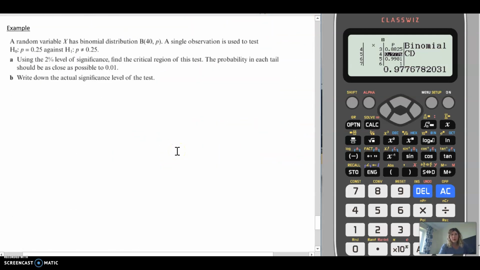Alrighty, for a two-tailed test, we have to consider the probability of the tail in each case. So this one says a random variable x has binomial distribution B(40, p). A single observation is used to test H0: p equals 0.25, H1: p not equal to 0.25. Using the 2% level of significance, find the critical region of the test. The probability in each tail should be as close as possible to 0.01. So now we're looking at the top end and the bottom end, both at either end equal to 0.01.